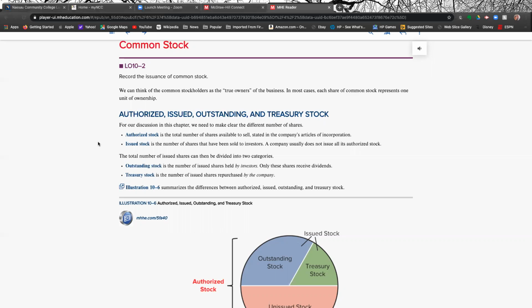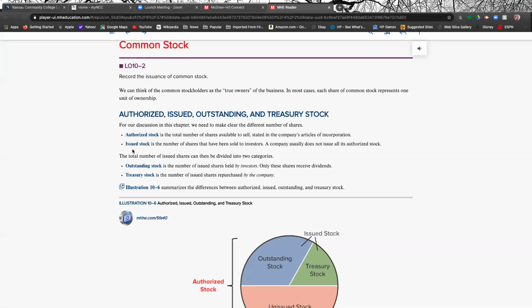So when you form this corporation, when you ask for permission, you're going to fill out a form called the Articles of Incorporation, and sometimes it's called a charter. You are going to ask for permission to do business in the state, and you are going to ask for permission to sell stock in the state. The number of shares that you ask for in the charter are called the authorized shares, authorized stock. Total number of shares available to sell.